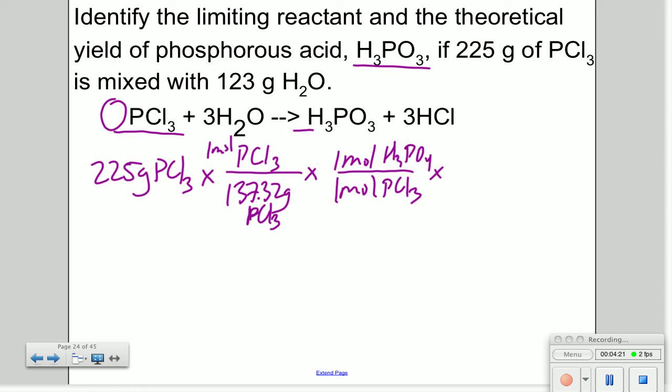Now, they want us to figure out the theoretical yield, and we're going to assume they want it in grams. So I have to set up one more conversion factor to convert moles of H3PO3 to grams of H3PO3. And the only way you can do that is by using the molar mass of H3PO3. So phosphorus is 30.97. I have 3 oxygens at 15.99 plus 3 hydrogens at 1.01 each. So I'm just going to quickly calculate this. And I get 81.97 grams.